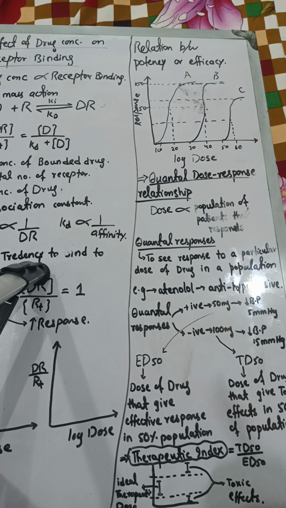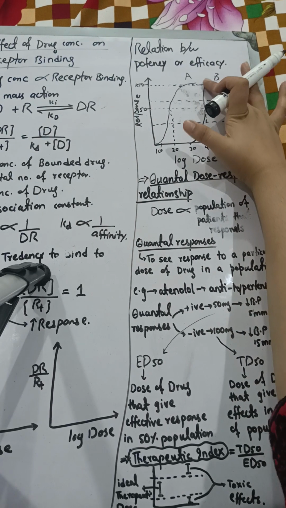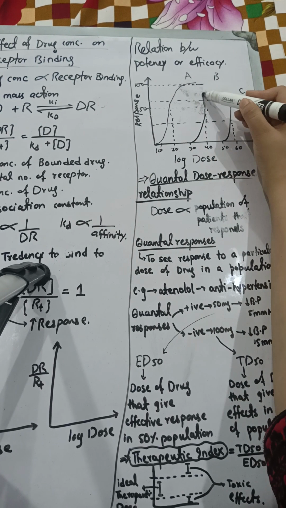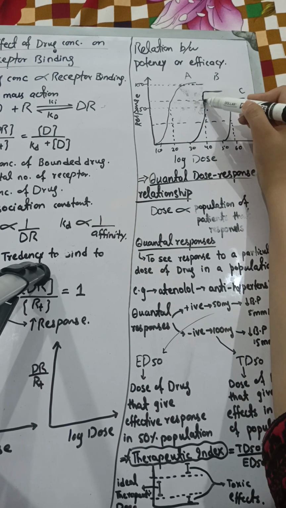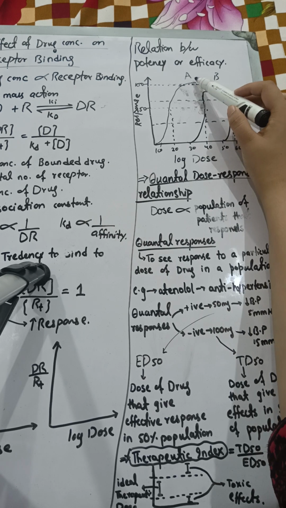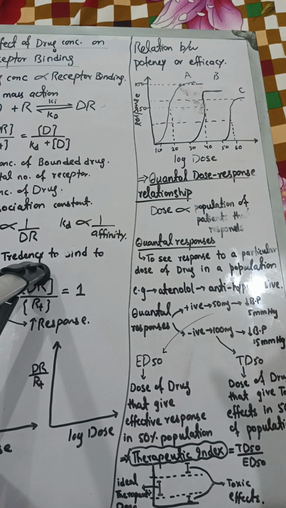So let's suppose I have drawn B as here. B's efficacy is completed here. So it means the efficacy of drug A is the highest. It means drug A is more beneficial if you give this drug to patients. So this was the relation between potency and efficacy.